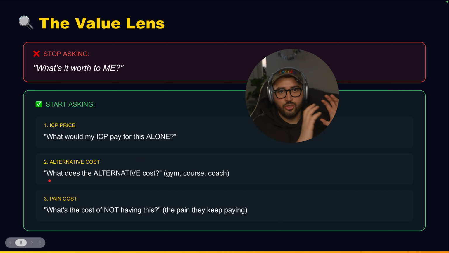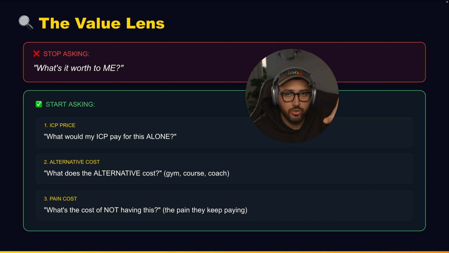Let's say if there is a gym, what is the monthly cost of that gym? Or if there is a course, or a similar community, how much does that cost? And 3, the pain cost. What's the cost of not having this? The pain they keep paying if they don't do this, how much are they losing in 1 month or in 1 year.